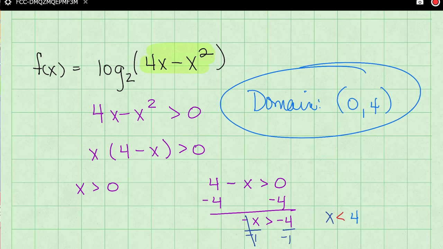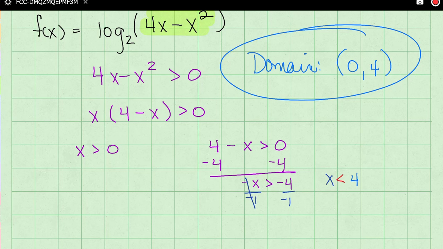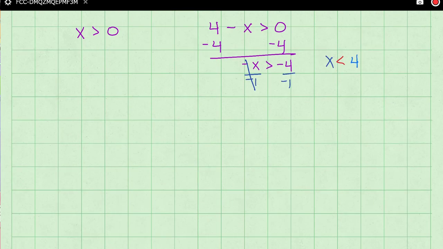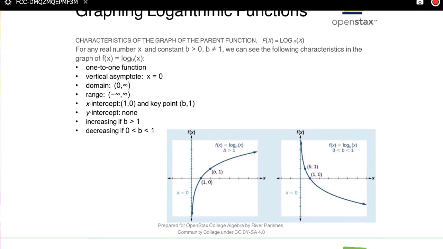All right, so there was an interesting one I found in the homework like that. So if you run into something similar, there you go. All right, so that's domain. So now let's talk about graphing log functions.